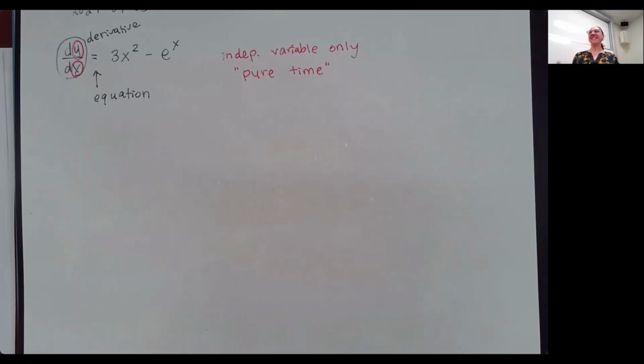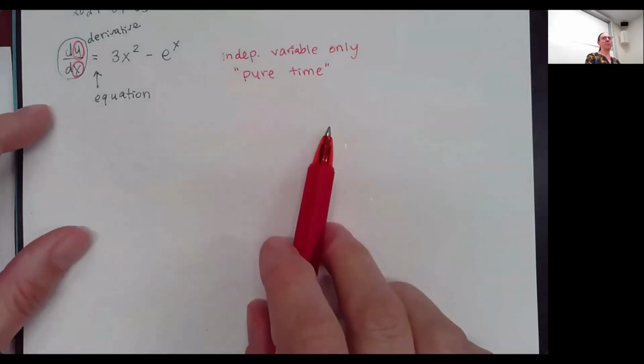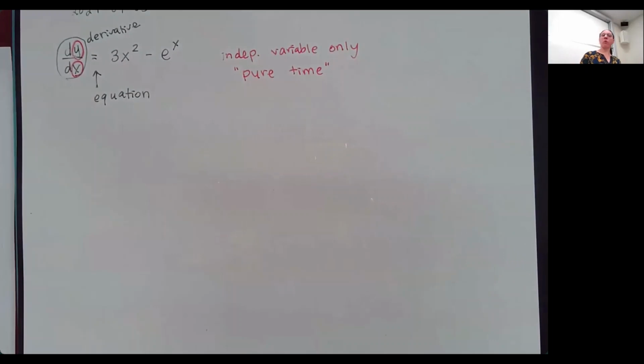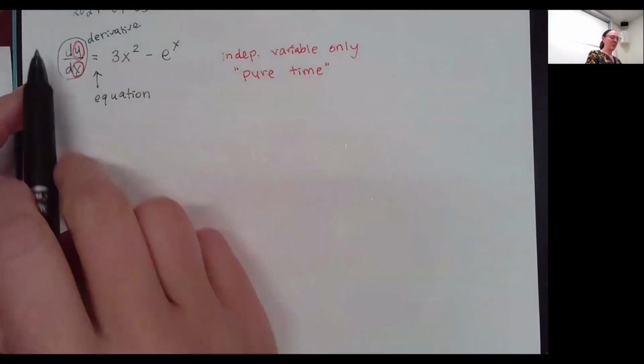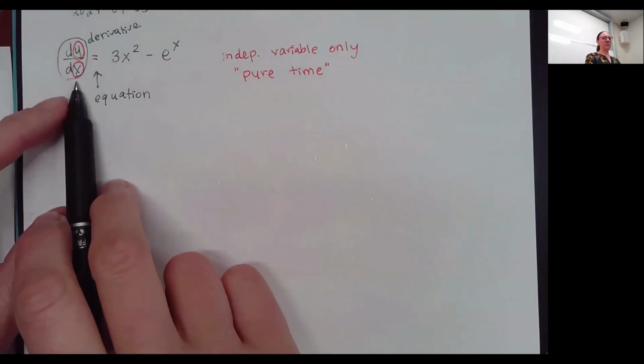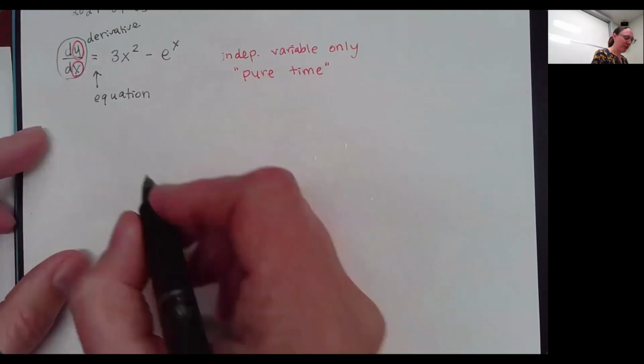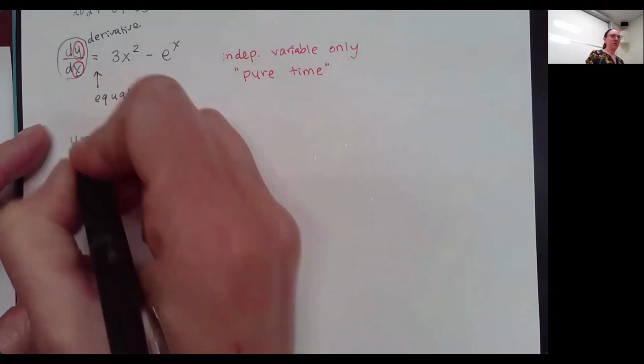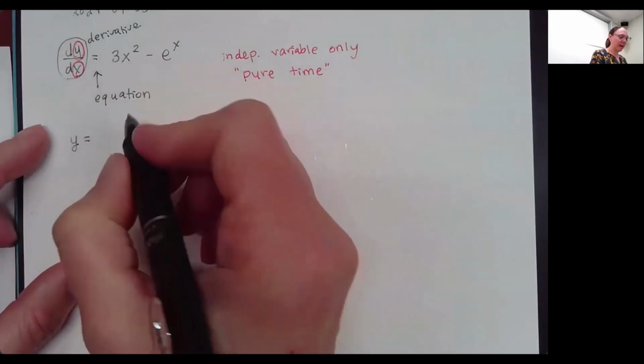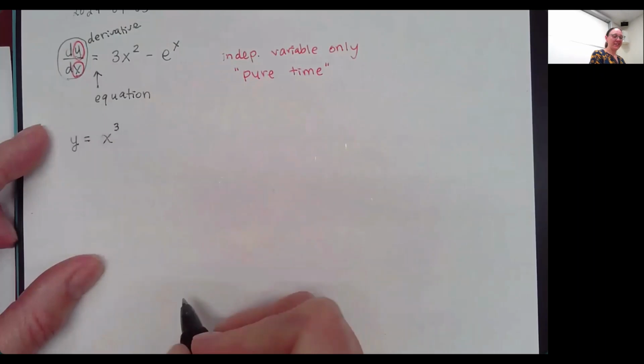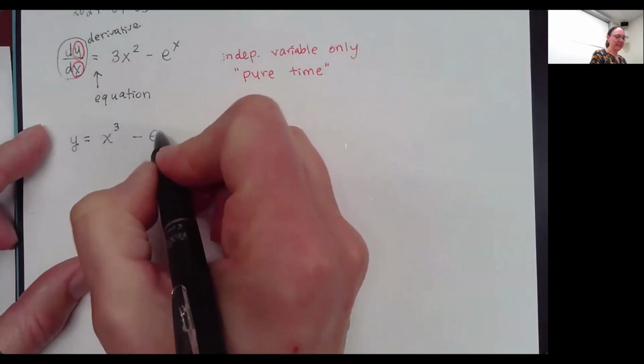Even if the variable isn't t, we still often refer to it as a pure time differential equation if it only involves the independent variable. Now, these are the most straightforward because this is what we've been doing for a lot of last quarter. This just tells me to find the antiderivative. So solving this equation comes down to me finding the antiderivative. Antiderivative of 3x squared is x cubed. Antiderivative of e to the x is e to the x.